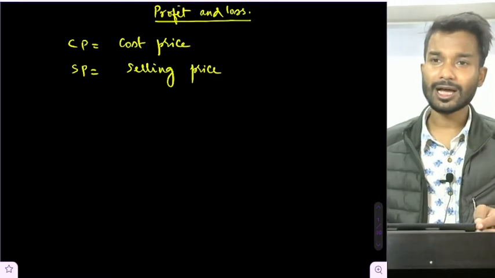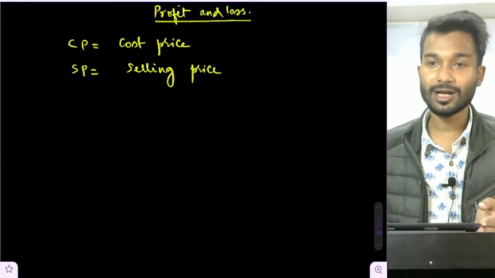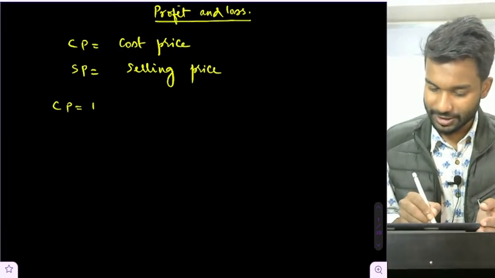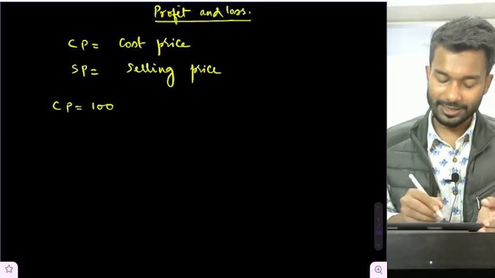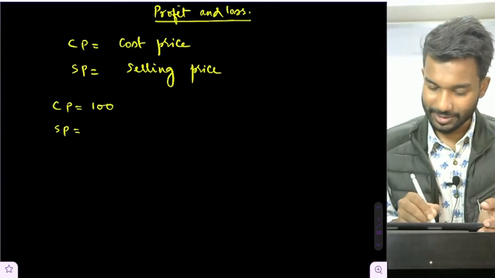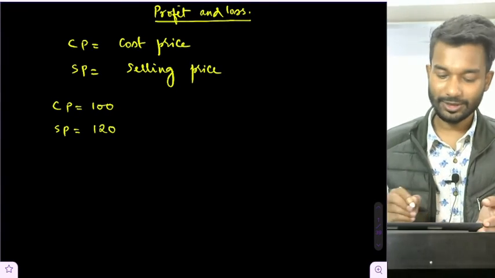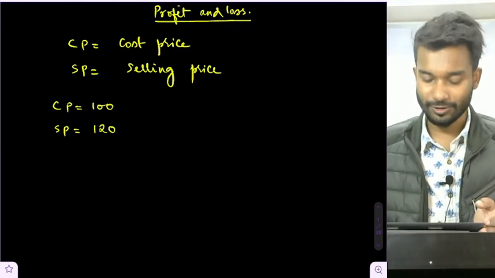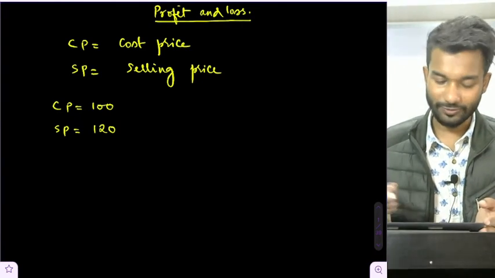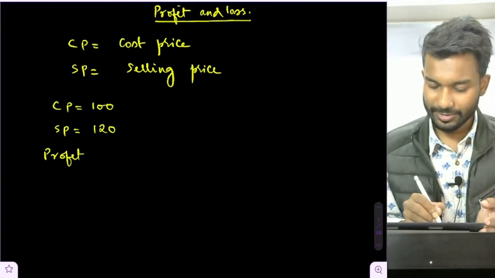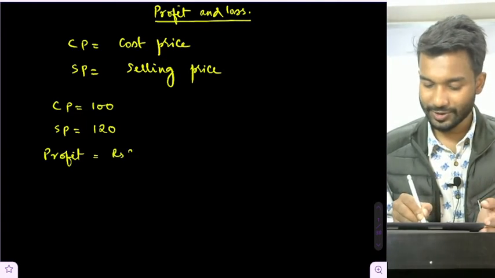Now see, suppose I am a shopkeeper and I purchase an article for rupees 100. So the cost price of the article is rupees 100, and I sell the same article for rupees 120. The selling price of the article is rupees 120. If I ask you, in this case, am I at profit or loss? Definitely I'm at profit. If I ask how much is the profit, you'll say the profit is rupees 20.